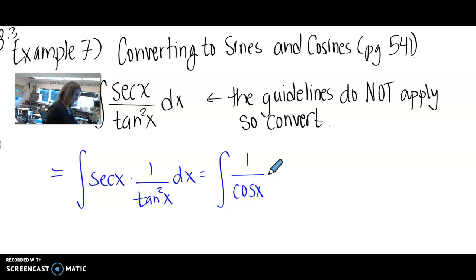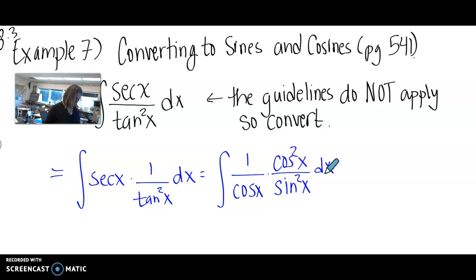And then we have tangent squared, which is, we have 1 over tangent squared. Tangent squared is sine over cosine, but we're dividing by the tangent, so we're going to flip and multiply. So it ends up being the cosine squared x over sine squared x. If you didn't understand how to get from there to there, please write that down and ask me during class.